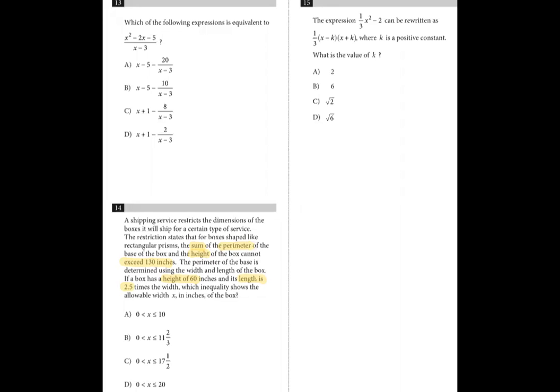And for number 15, we really want to acknowledge that these 2 expressions are going to be equal. When it says it can be rewritten, in other words, that is going to be equal. So we could set those 2 expressions equal to each other. Another hint for this one would be to go ahead and multiply these 2 factors in the parentheses. You could use FOIL for that.